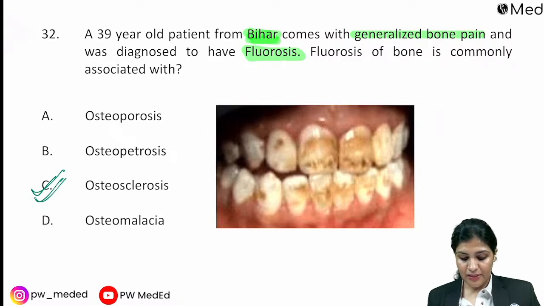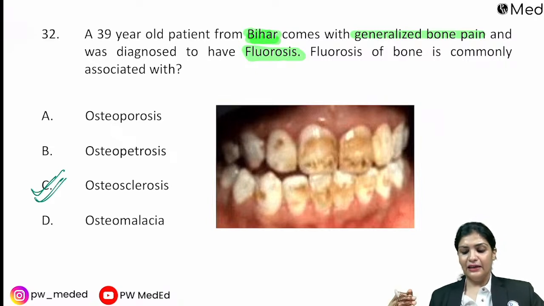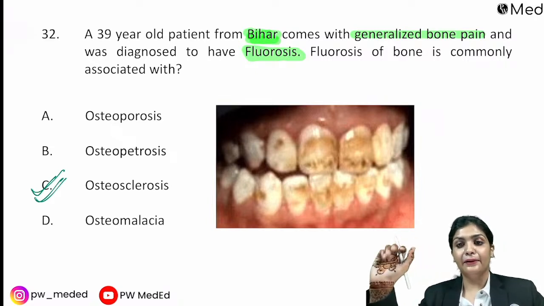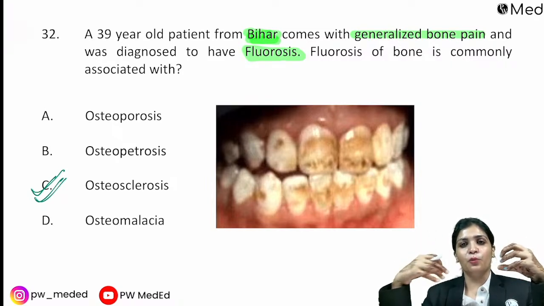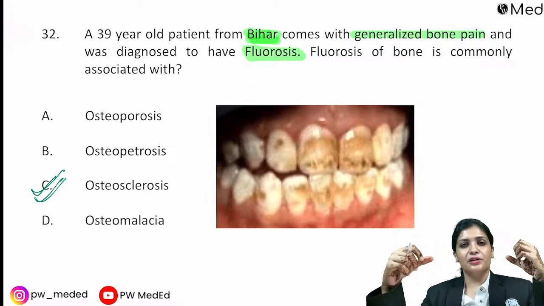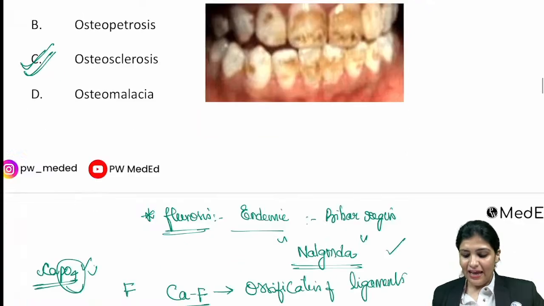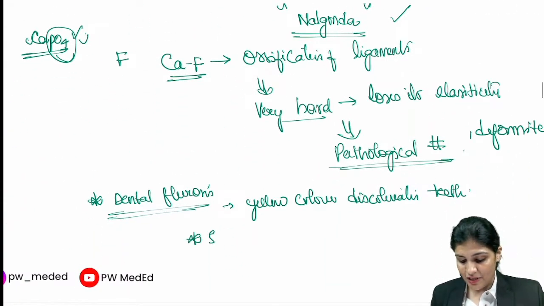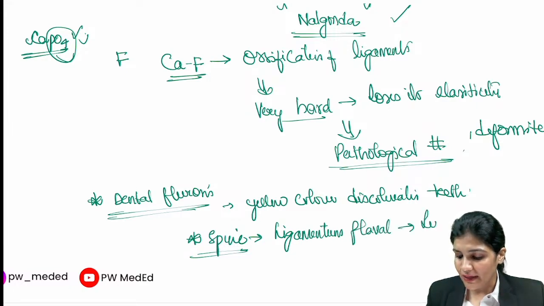Osteosclerosis is the thing where, in whatever bone is there, you see an excessive amount of bone formation. This excessive bone formation is called osteosclerosis, where the bone becomes very hard and loses all its elasticity. And one more thing is the ligaments will get ossified, and this condition is mainly seen in the spine. In the spine, you will see fluorosis with ligamentum flavum hypertrophy, and this will lead to lumbar canal stenosis.